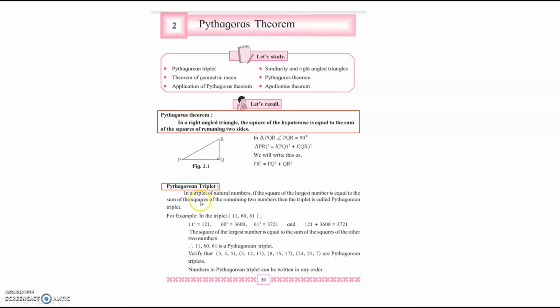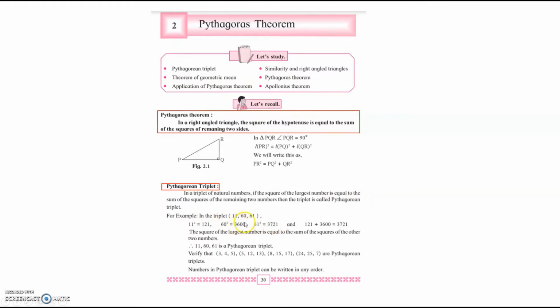Next, Pythagorean triplet. That is, in a triplet of natural numbers, if the square of the largest number is equal to the sum of the squares of the remaining two numbers, then the triplet is called a Pythagorean triplet.